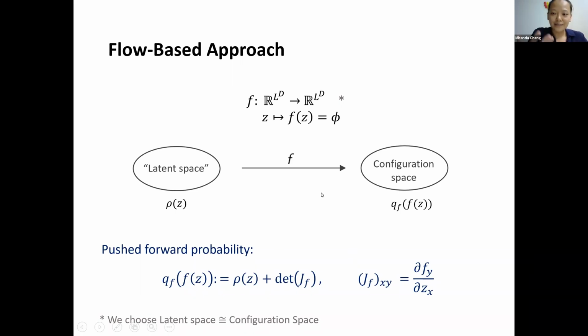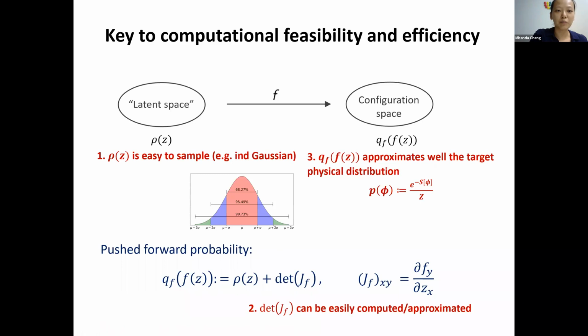So when is this approach going to help us? Well, there are three elements that I regard as the key to computational feasibility and efficiency. The first one is the latent space distribution, which is the thing you're actually going to sample, has to be easy to sample. For instance, we just take independent Gaussians. So you have a free theory if you want.